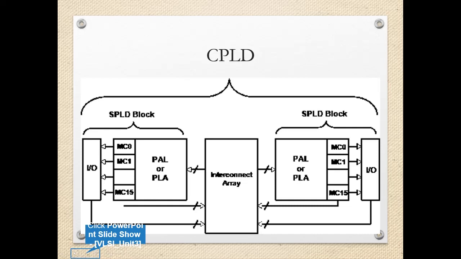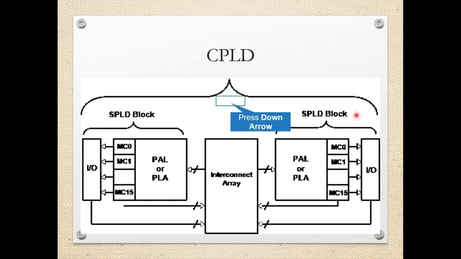So such multiple PLA or PAL blocks are present in this CPLD. With the help of PAL or PLA we can implement logic, but only a small design can be implemented with the help of that. For implementation of complex logic, these blocks are not sufficient. So such multiple blocks are to be interconnected, and that interconnection is done with the help of the interconnect array. In between you can see the interconnect array, with the help of which we can have the interconnection. This middle block is the interconnect array.